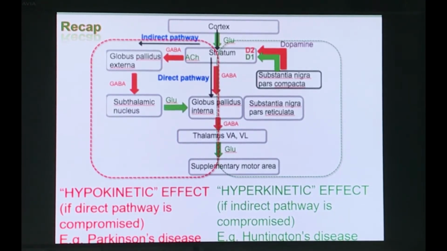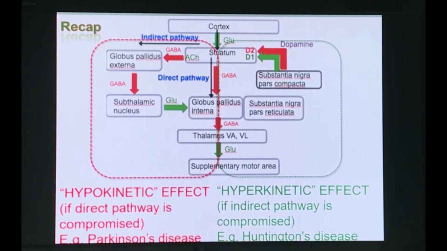The output nuclei are those structures which send the information to the thalamus. The output nuclei include the internal segment of the globus pallidus and the substantia nigra pars reticulata. They form the output nuclei, and there are intrinsic nuclei, which have connections with the external segment of the globus pallidus and the subthalamic nucleus. These form the intrinsic nuclei.